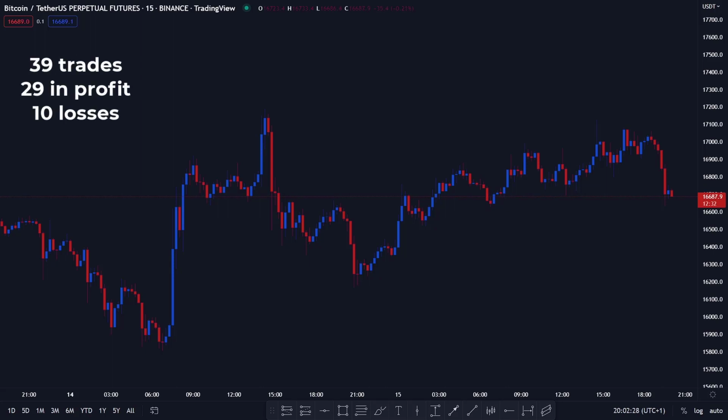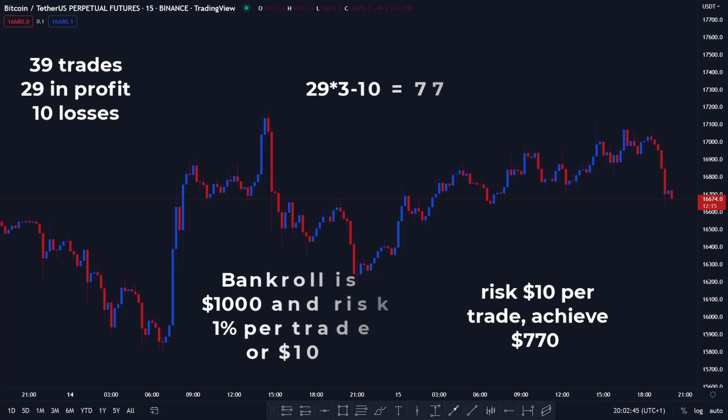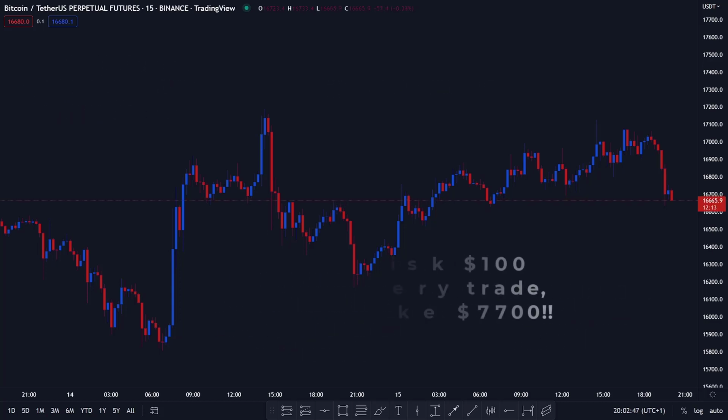This means we gained 3 times 29 minus 10, or 77 risk units, over this period. If we had, for instance, a bankroll of $1,000 and risked $10 every trade, we would have ended up with $770, a very substantial gain of our bankroll. This also means if we were to risk $100 every trade, we could have made $7,700 using this technique in little over a week. And the best part of it all, you could do it too, just by following the steps explained in this video.